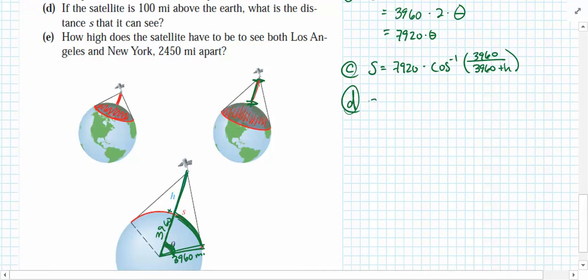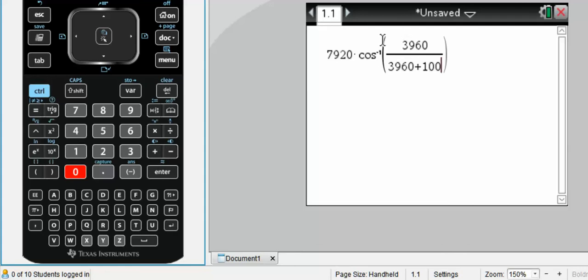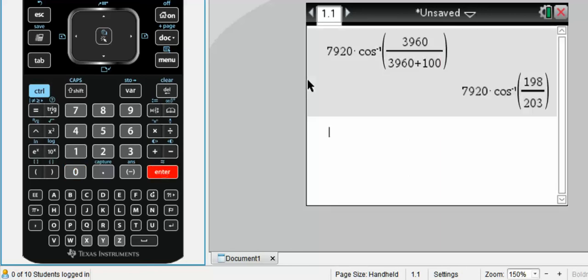So now we can use this calculation. S is equal to 7,920 times cosine inverse of 3,960 divided by 3,960 plus 100. Since part D is asking us for the total distance S that can be seen by the satellite when it's 100 miles above Earth. And I've set up that calculation in the calculator here. 7,920 times cosine inverse of 3,960 divided by 3,960 plus 100.